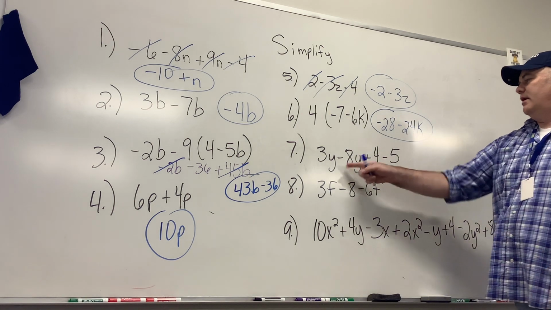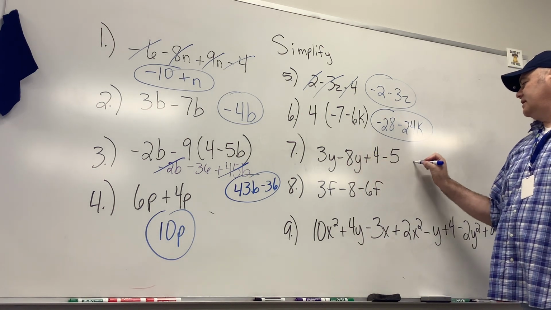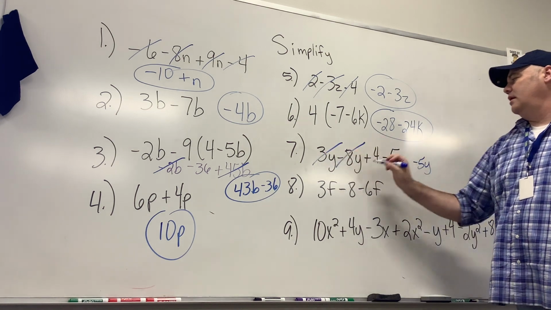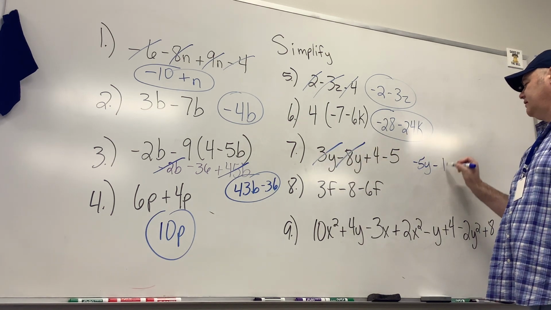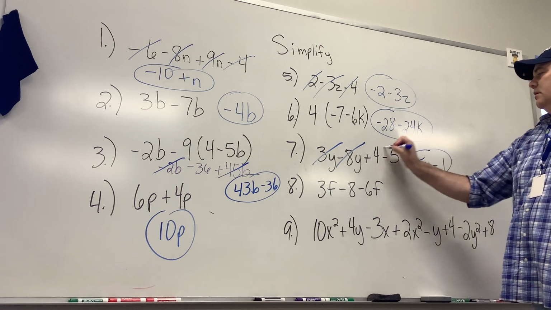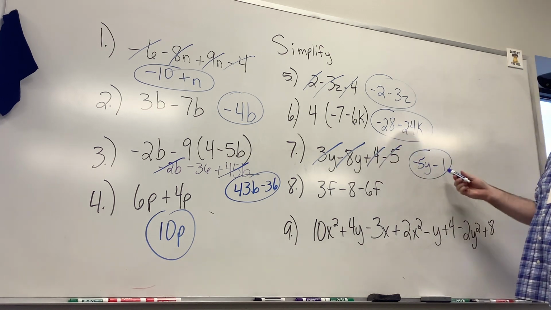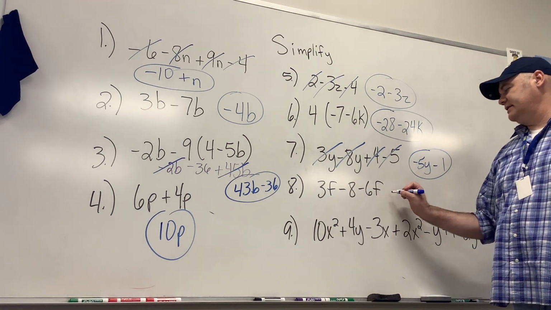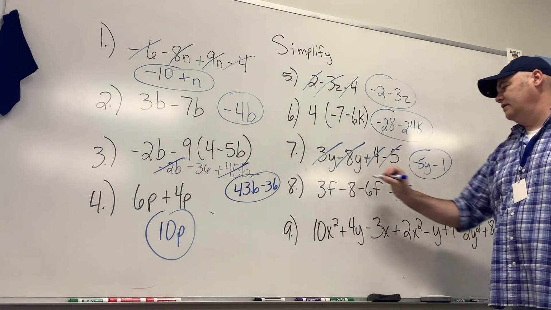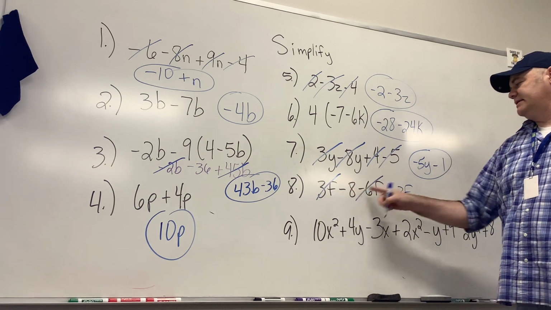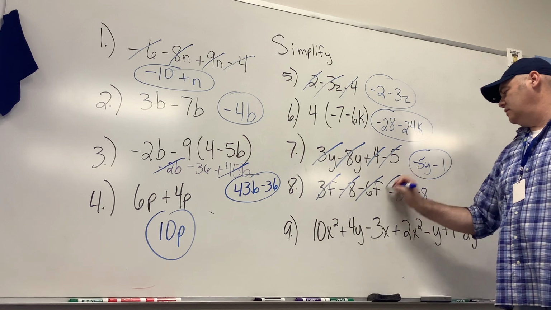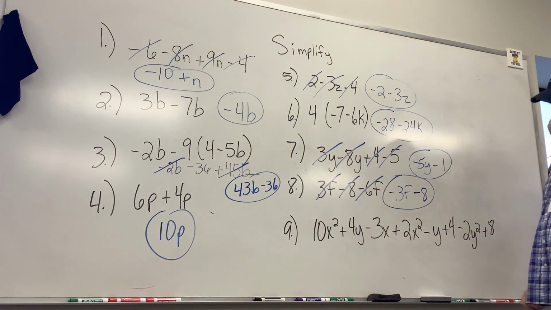This one, 3y minus 8y, is -5y. Okay. And then 4 minus 5 is -1. Okay. So there's your answer there. This one you can do 3f minus 6f, which is -3f. 3 minus 6 is -3. And then you're just left with that -8. Okay.